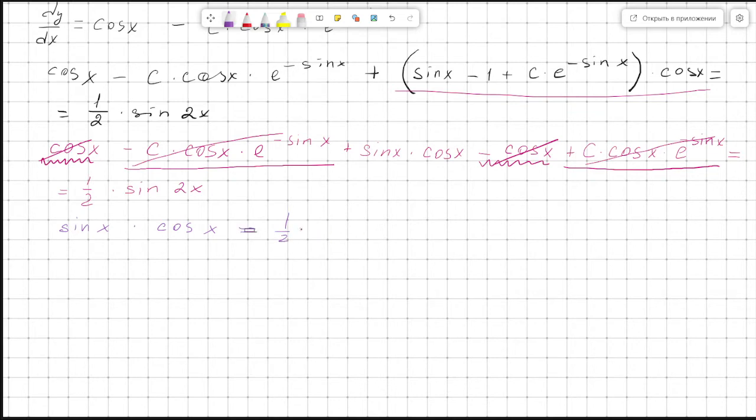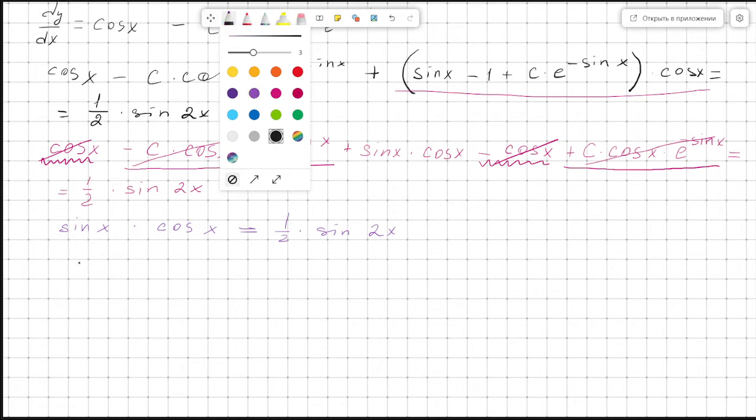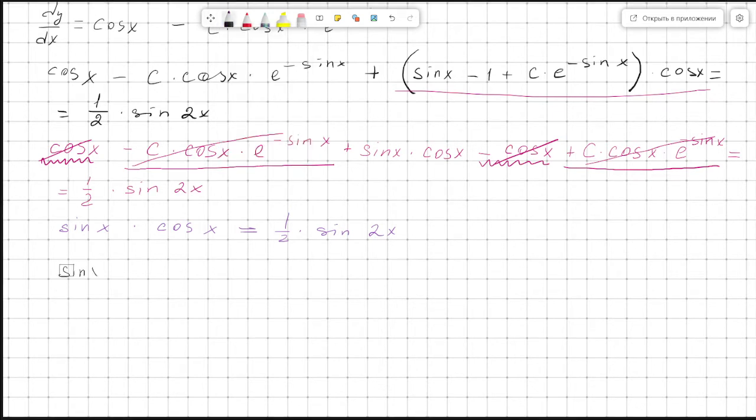We know that sine of 2x is 2 times sine of x times cosine of x. It is secondary school formula. So sine of x times cosine of x must be equal to 1 over 2 times sine of 2x, which is 2 sine of x times cosine of x.